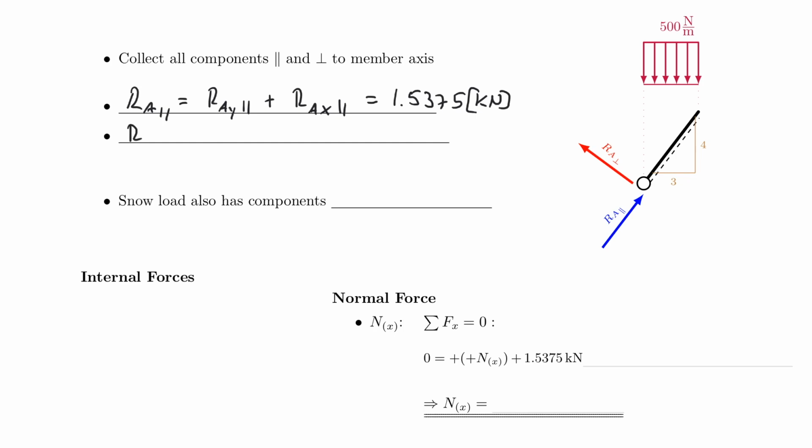For RA perpendicular, I have to be careful because they are subtractive once again. So I start out with RAY perpendicular minus RAX perpendicular. And if you plug in those values, then you will end up with 0.45 kilonewton.